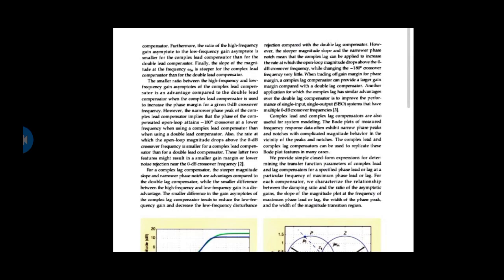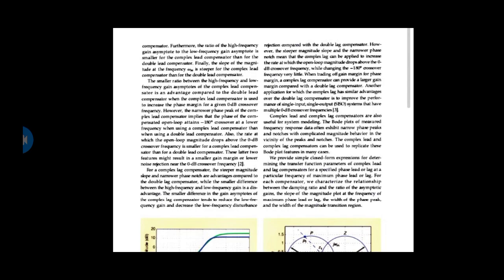The smaller ratio between high frequency and low frequency gain of the complex lead compensator is an advantage compared to the double lead compensator, when the complex lead compensator is used to increase the phase margin for a given 0 dB crossover frequency. The narrow phase peak of the complex lead compensator implies that the phase of the open loop attains minus 180 degrees at a lower frequency with the complex lead compensator than with the double lead compensator. Also, the rate at which the open loop magnitude drops above the 0 dB crossover frequency is steeper.